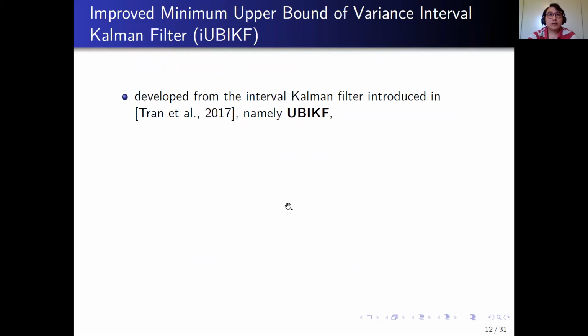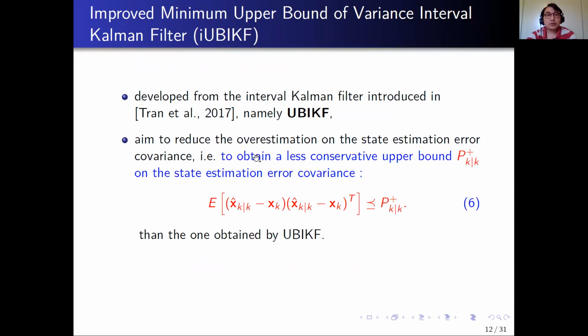The proposed method is developed from the interval Kalman filter introduced in Tran et al. 2017, namely UBIKF. It aims to obtain a less conservative upper bound P plus k|k of the state estimation error covariance than the one obtained by the UBIKF. And the improved filter can be designed in two steps, prediction step and correction step, similarly to the structure of the standard Kalman filter.